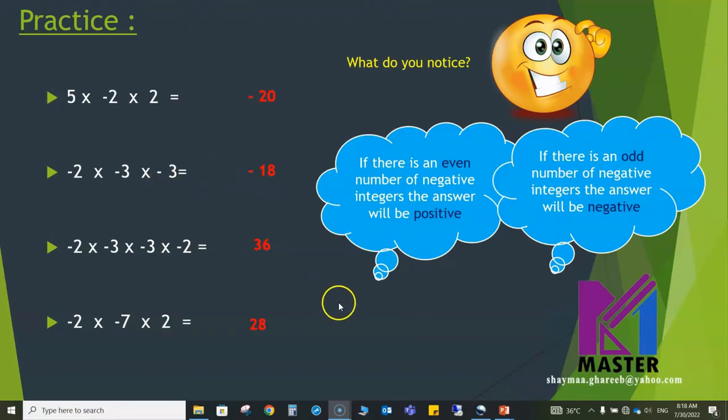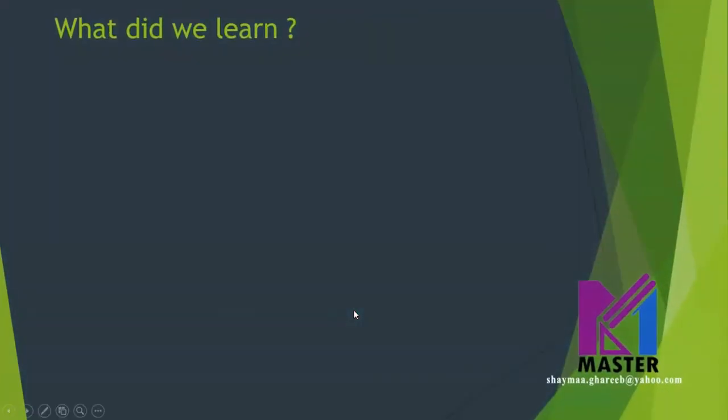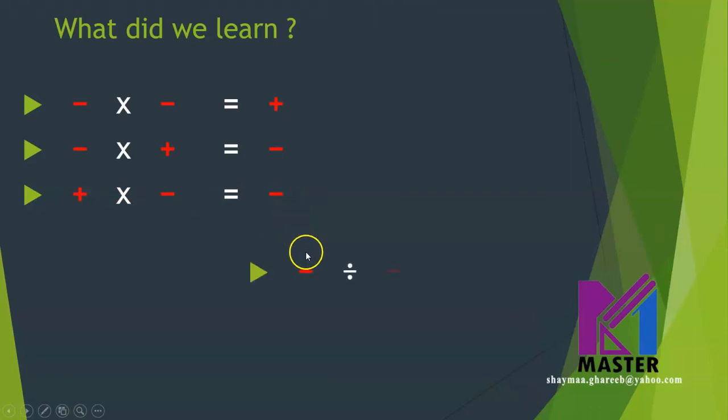Is this clear now? Okay, let's sum up. What did we learn today? We said negative times negative gives positive. Negative times positive gives negative. Positive times negative gives negative. And negative divided by a negative number equals positive number. Negative divided by positive equals negative. And positive divided by negative equals negative.